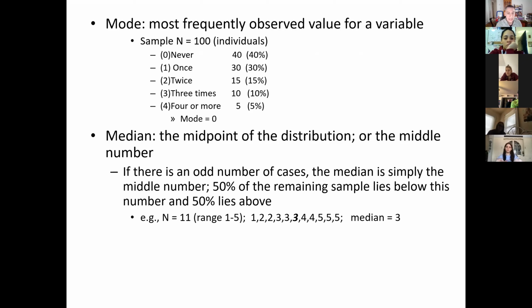And if it's an even number of numbers, you would just average the two middle scores together to get the median. So the median is the exact middle point of the distribution. If it's a normally distributed variable, then the mean, median, and mode will be very similar in value. They'll have about the same value.